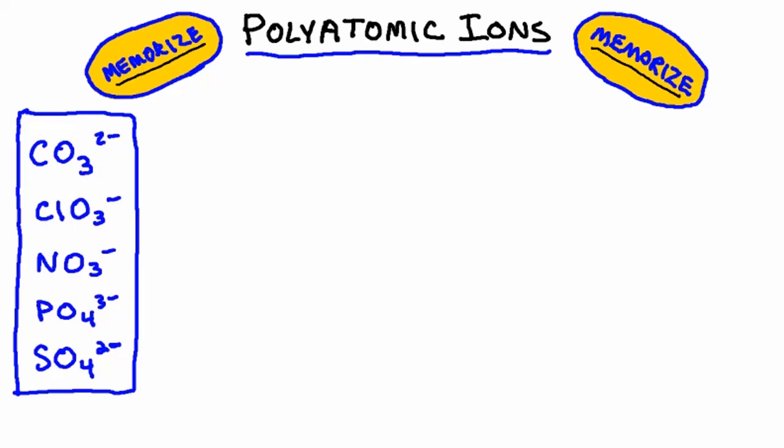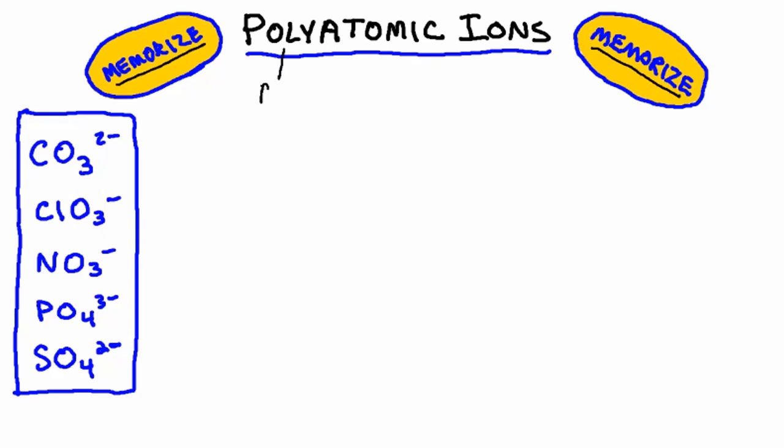So let's go over some of them, and then I'm going to show you a really easy way to memorize these, to memorize the charges and the numbers of oxygens and everything on them. I'll show you a real easy way to memorize them. First, let's go over this name, polyatomic ions.